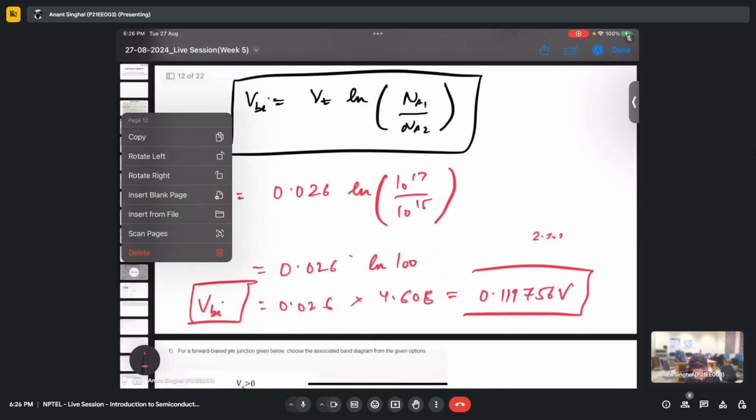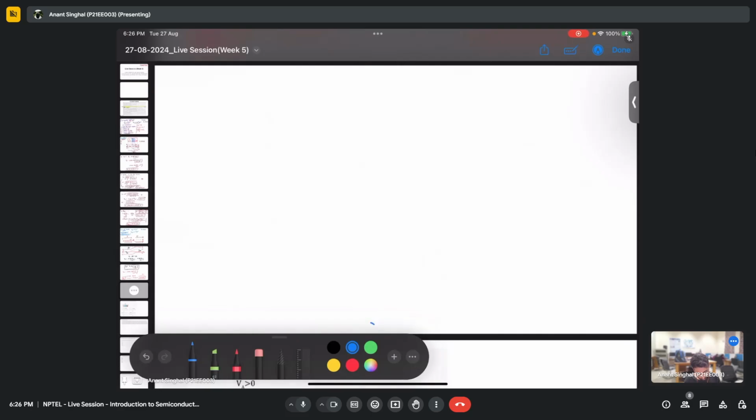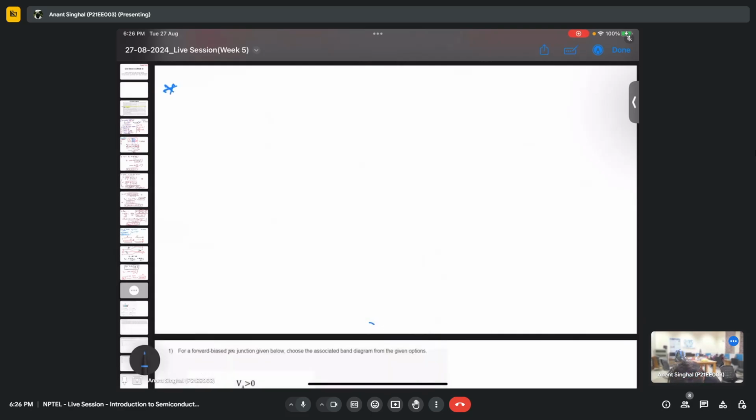So let's first do the most important part. Let's first read about the reverse bias PN junction. Okay, so can anyone tell what is the difference between reverse and forward biased junctions?